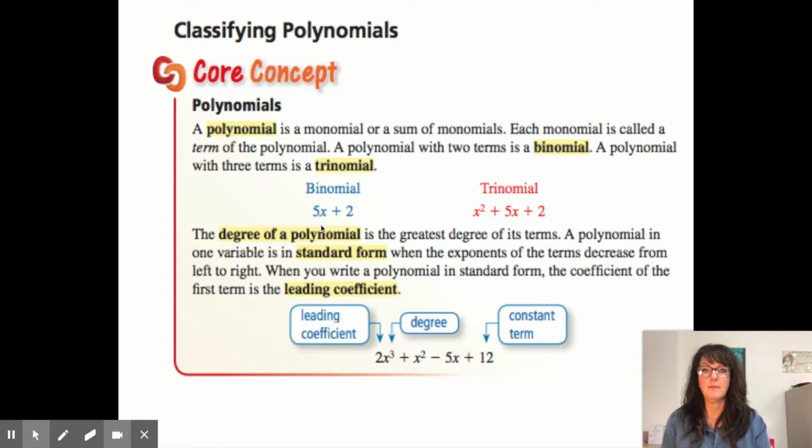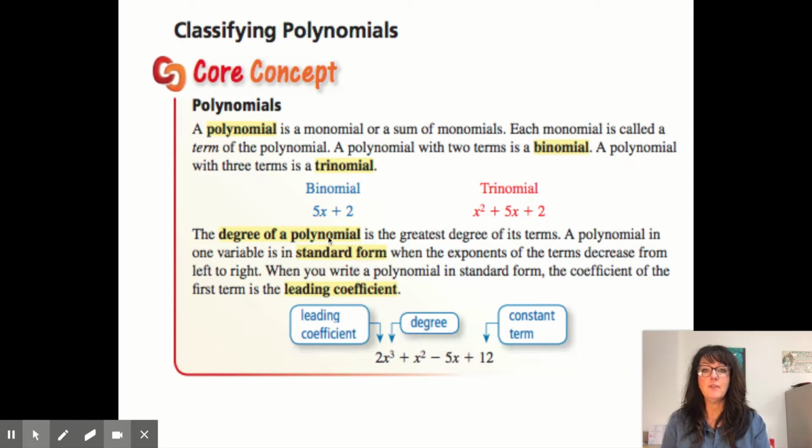Look at this binomial, 5x plus 2. It's like an expression. Here's a trinomial. So binomial means 2 terms. Trinomial means 3 terms. Pretty much anything over that is just simply polynomial. We don't have special names for 4 terms, 5 terms, 6 terms, and whatever.